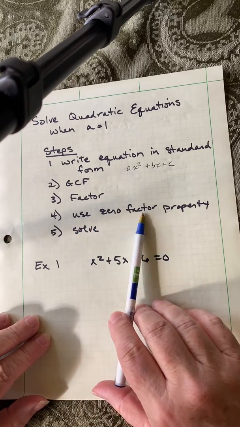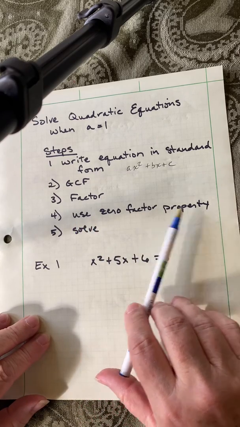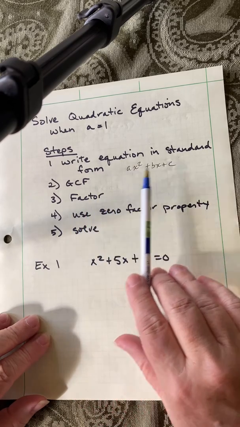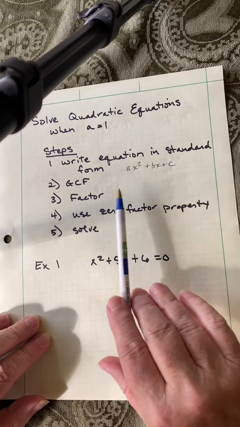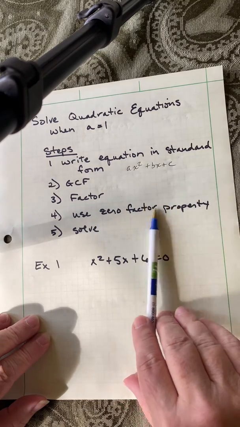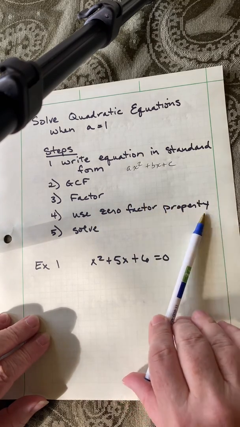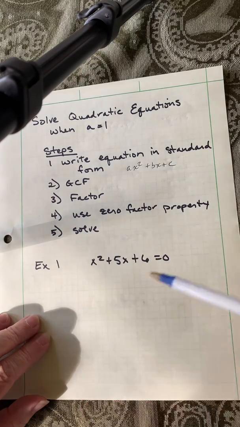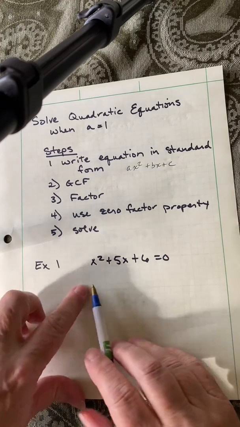Then we're going to use our zero factor property. The reason we are factoring is so we can change this addition problem into a multiplication problem so we can use this zero factor property to solve it. So keep that in mind. Then we're going to solve. Okay, so let's take a look at this first one.